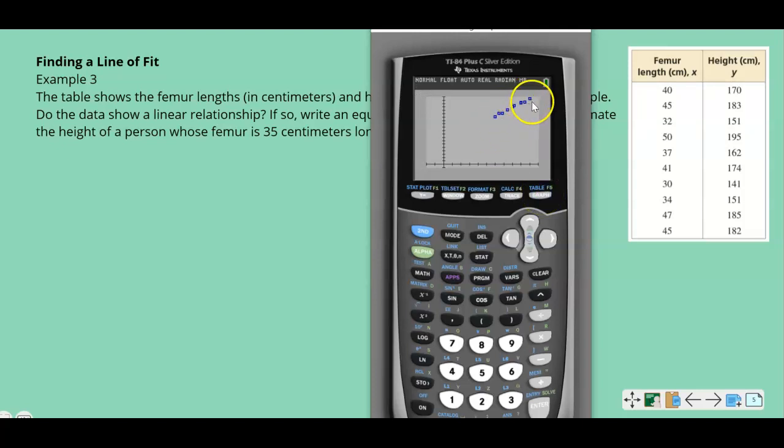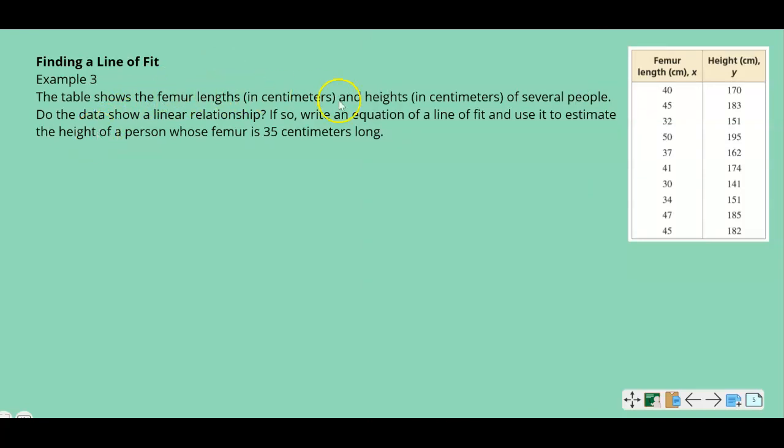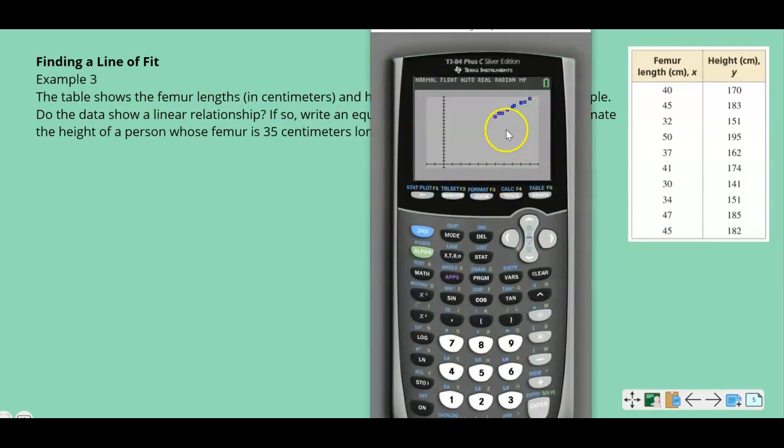All right, so this gives you your scatter plot. That's the points in the table. Now they're here on the graph. So that's what it looks like. Now, it says the table shows the length of femurs and the heights of people. Do the data show a linear relationship? All right, it kind of looks linear. I mean, you could draw a line between those points. So we're going to say yes.